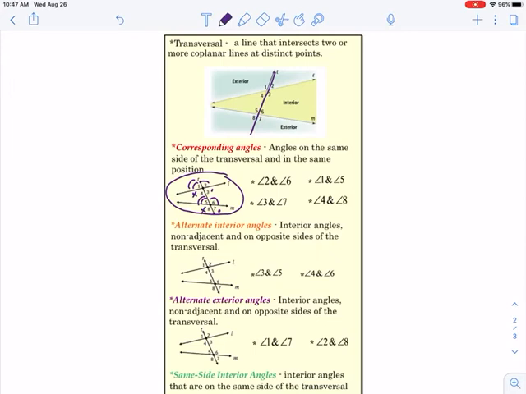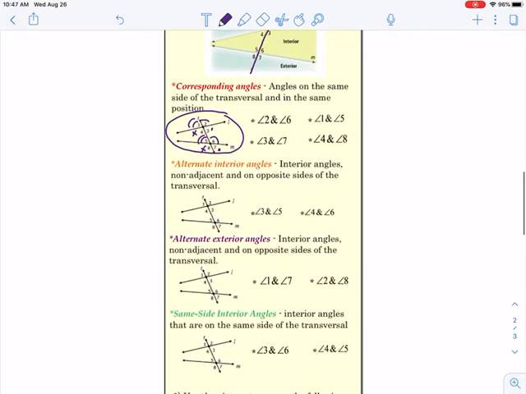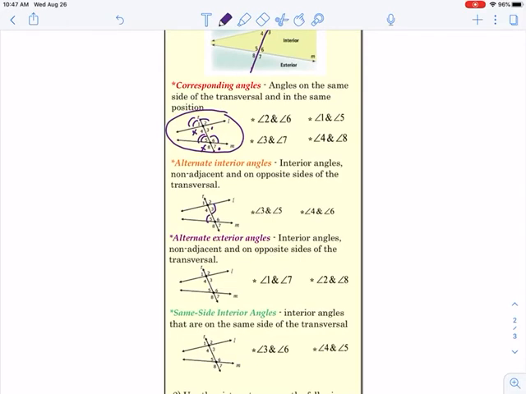Alternate interior angles are non-adjacent and on opposite sides of the transversal. So there's only 2 pairs of alternate interior angles, and that's going to be here angle 3 and angle 5. That's one pair. And then your other pair would be angle 4 and angle 6. I'll try to give you some ways when we get into the parallel lines about what's special about these and kind of how to remember them. But for now, that's all you need to know.